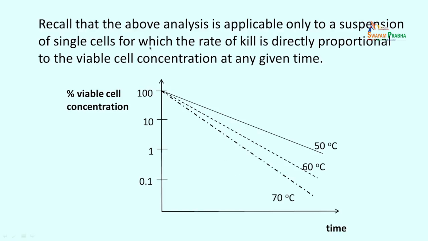Recall that the above analysis is applicable only to a suspension of single cells, for which the rate of kill is directly proportional to the viable cell concentration at any given time. Remember, this has been observed, and we looked at representing it mathematically. We said that a first order decrease would be a good way to represent this, that is, the rate of decrease of cell concentration at the high temperature is directly proportional to the viable cell concentration at any time, and that is what resulted in the earlier mathematical expression that we had.